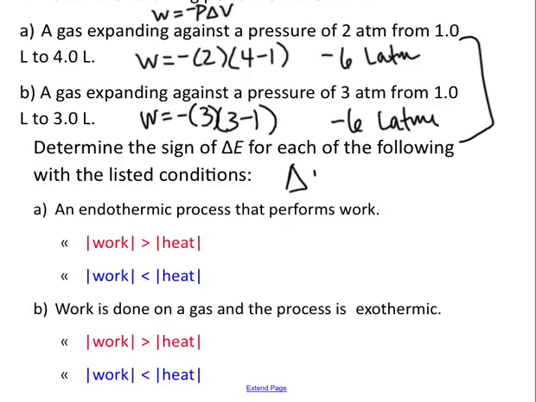So internal energy, we know, is equal to Q plus W. All right. So we're going to look at an endothermic process. What does that mean? Q is positive. That performs work. What is W? Everyone with me? I just plugged in a positive and negative here. Okay? So, what is the sign in our delta E if work is greater than heat? Negative. So, delta E would be negative.